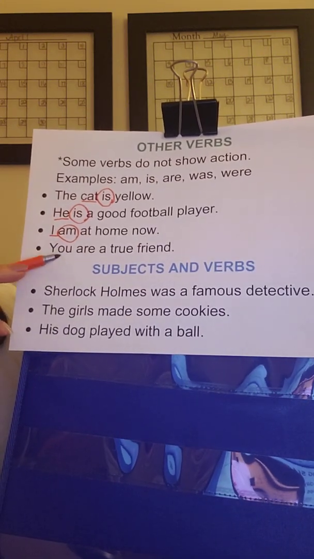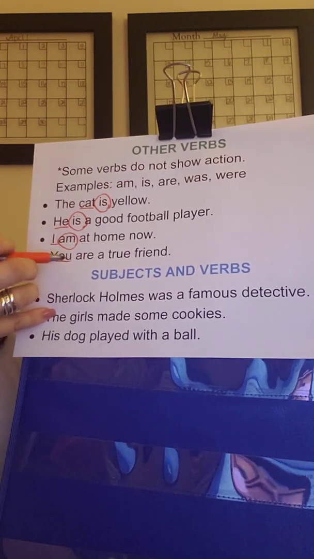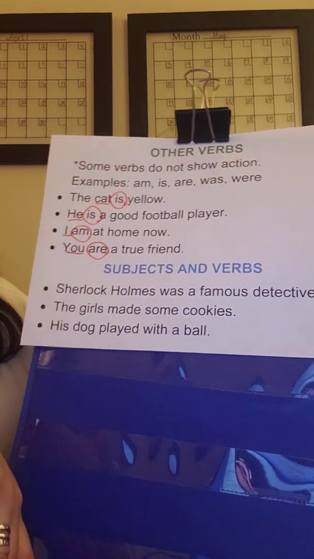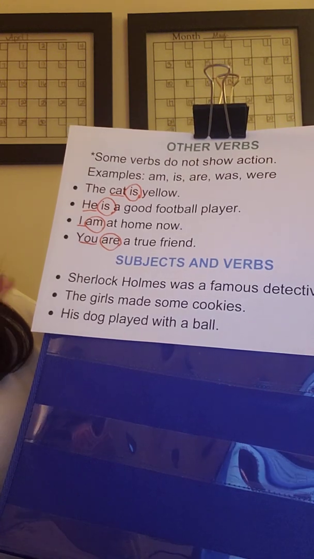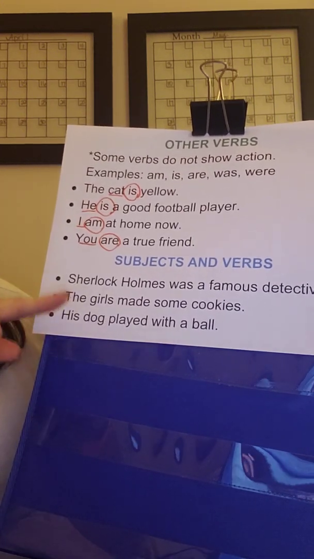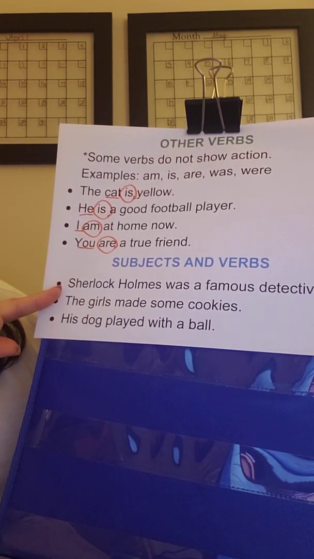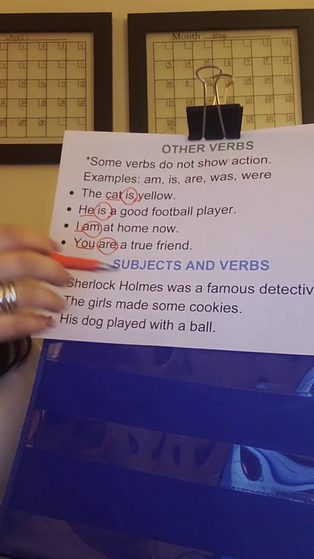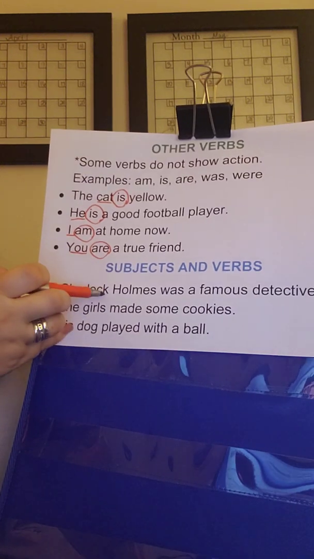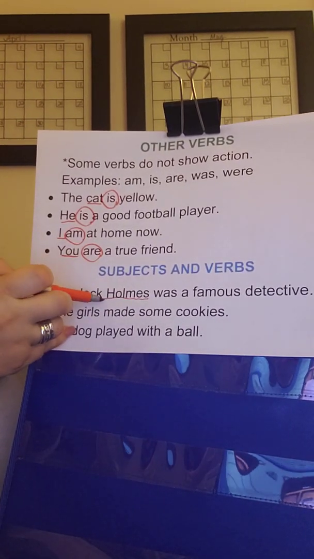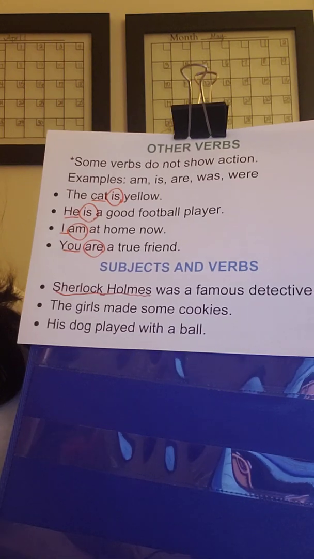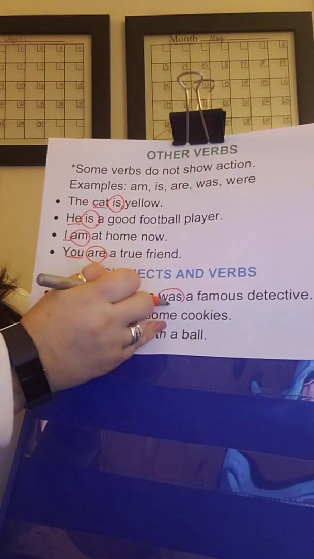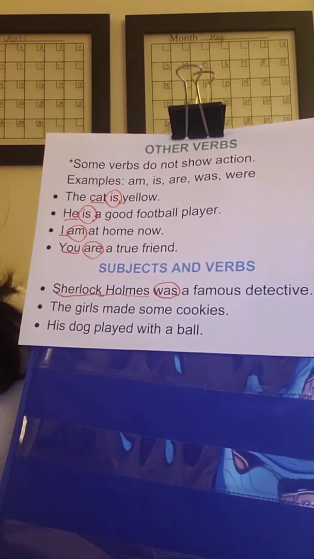You are a true friend. You would be the subject. Are would be the verb. Now, if we're looking at both subjects and verbs together, let's look here. Sherlock Holmes was a famous detective. Kind of like what we've already been doing before. We need to find the subjects first. Sherlock Holmes, so if it's first and last name, you would underline both. Was is the verb in that sentence.